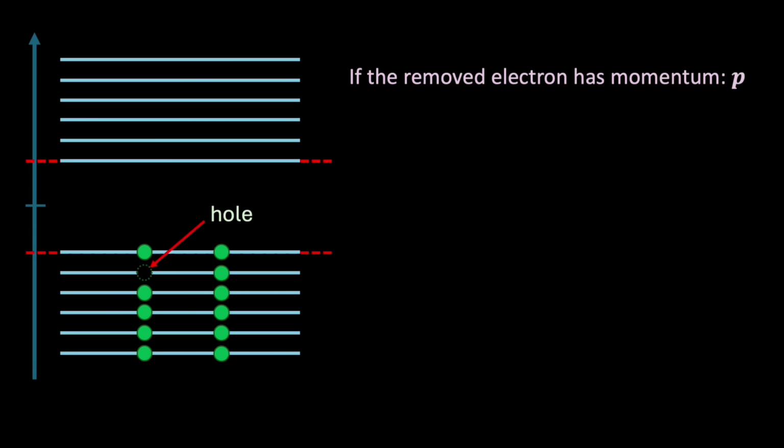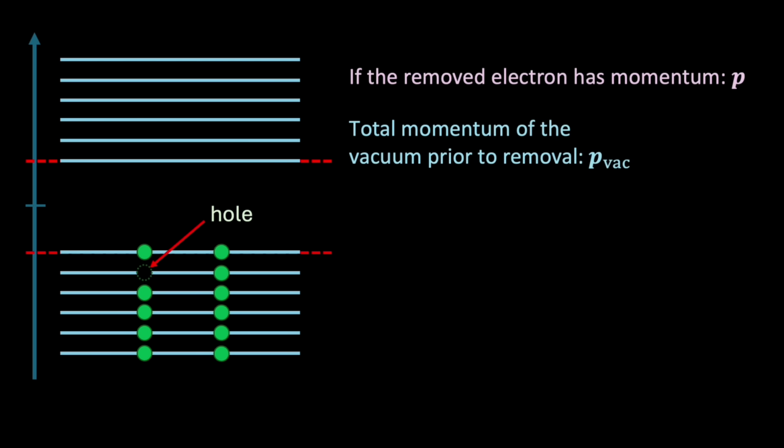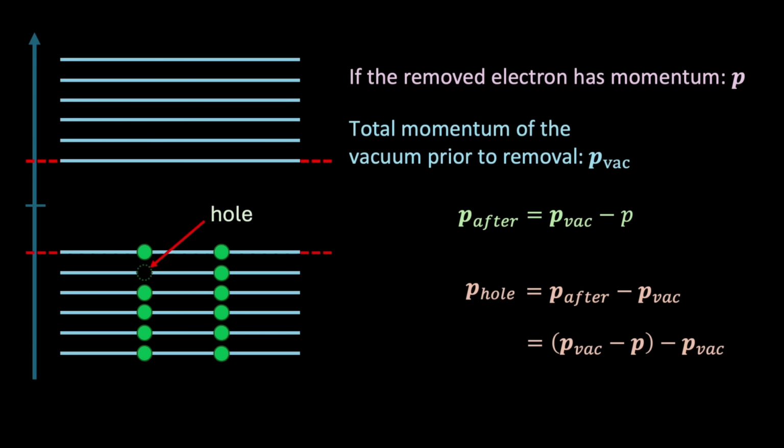Okay, but what about the momentum of the hole? Suppose the removed electron has momentum p, and let the total momentum of the vacuum prior to removal be p_vac. After removing the electron, the vacuum momentum becomes p_vac minus p. The observable momentum of the hole, the change with respect to the vacuum, is then p_after minus p_vac, and that equals p_vac minus p minus p_vac, which is simply minus p. So the hole carries momentum equal in magnitude but opposite in direction to that of the missing electron. This result is completely independent of the value of p_vac. The hole's momentum is always minus p.